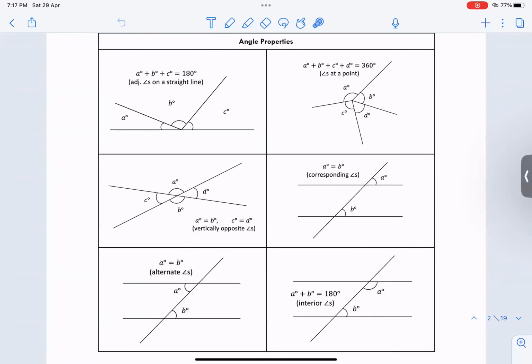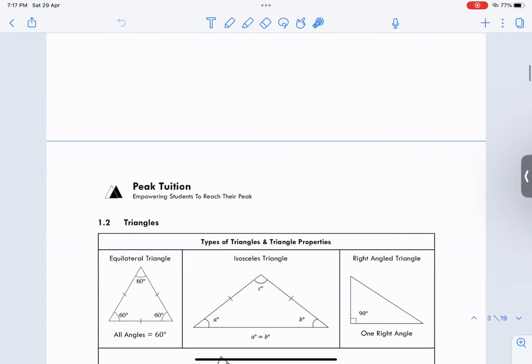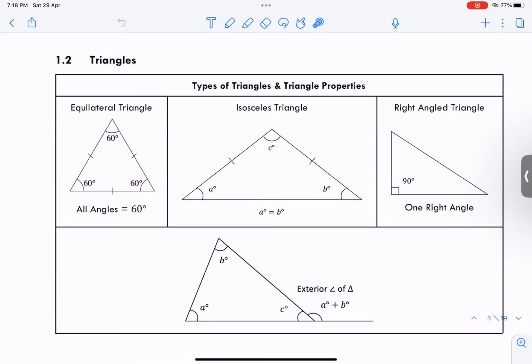Okay, all the angles, adjacent angles on a straight line, all these reasonings you all need to memorize also. Angles at a point, vertically opposite angles, these two are equal, corresponding angles equal. Alternate angles, the Z thing, and interior angles add up to 180. So they are supplementary angles. Okay. Then the triangles also, this one is quite simple. It's since sec 1 or something.